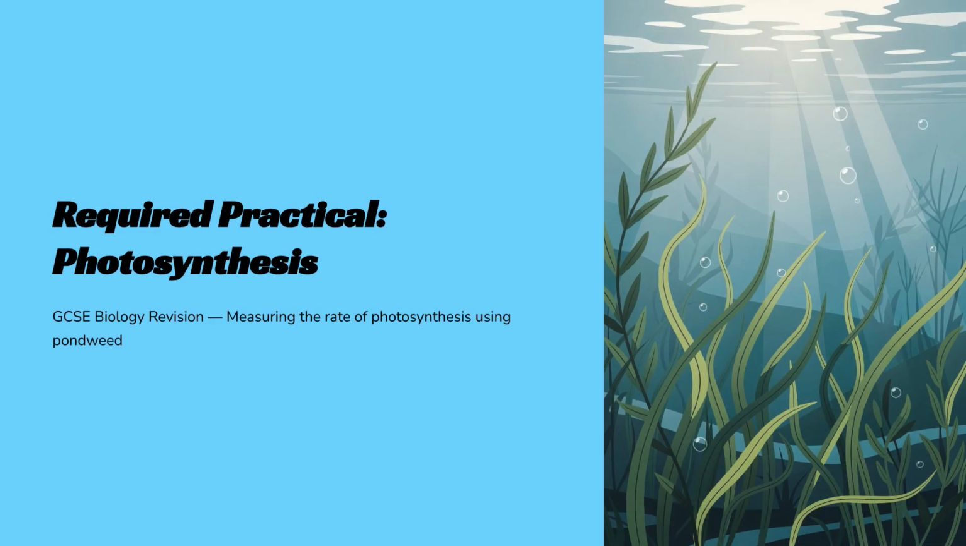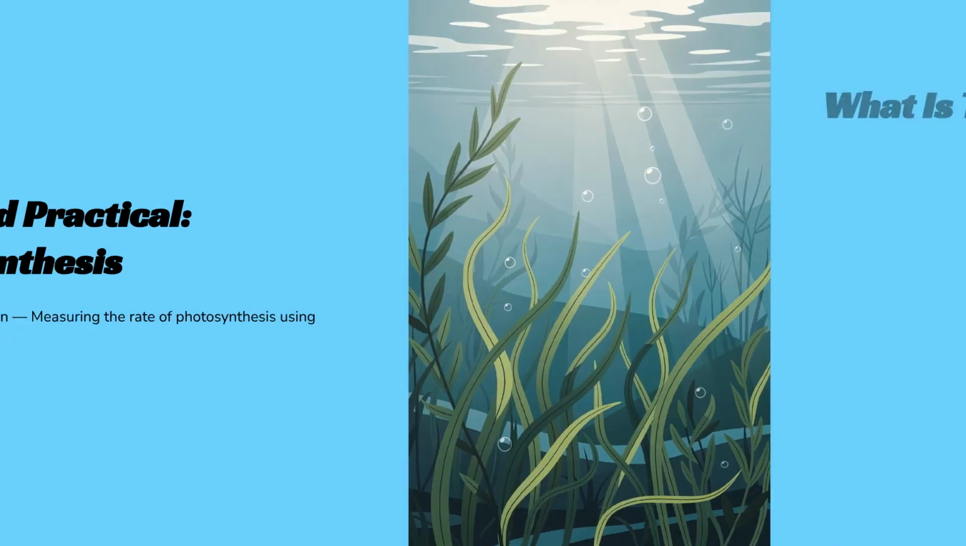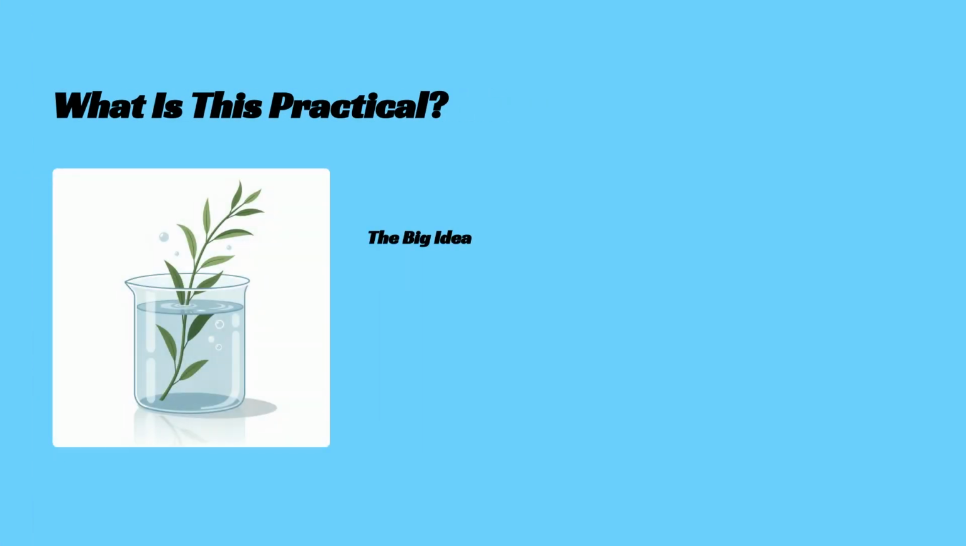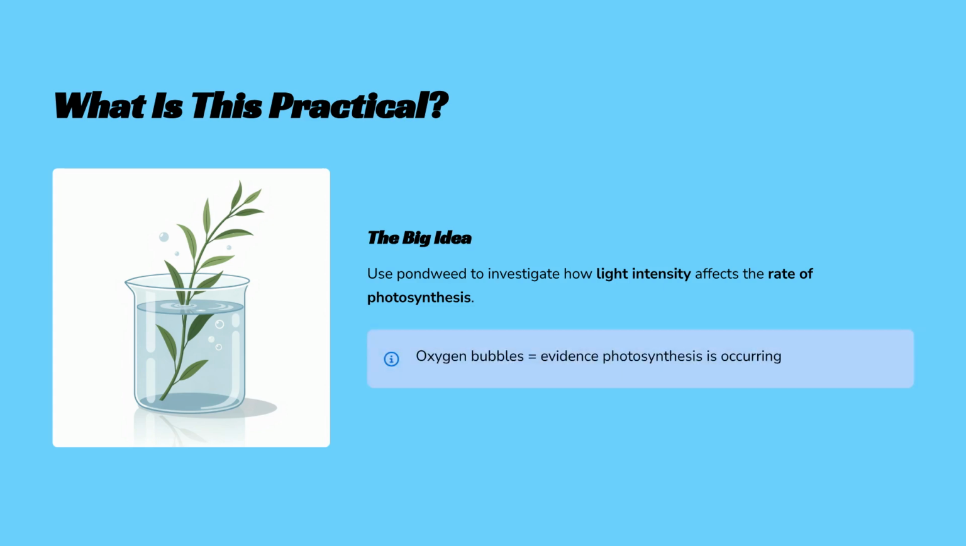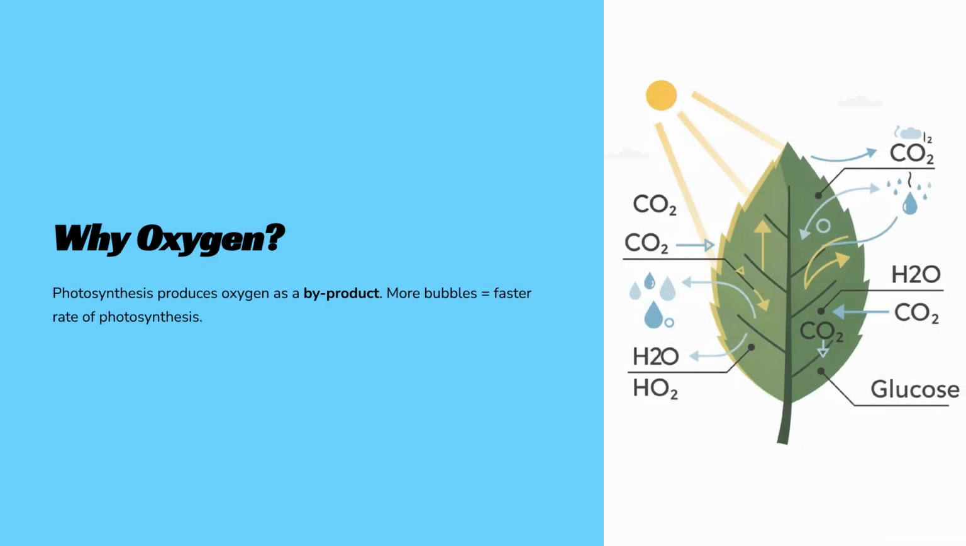Welcome to this video on the required practical, photosynthesis, a GCSE Biology revision focusing on measuring the rate of photosynthesis using pondweed. The big idea of this practical is to use pondweed to investigate how light intensity affects the rate of photosynthesis. Oxygen bubbles released by the pondweed provide evidence that photosynthesis is occurring. Photosynthesis produces oxygen as a byproduct.